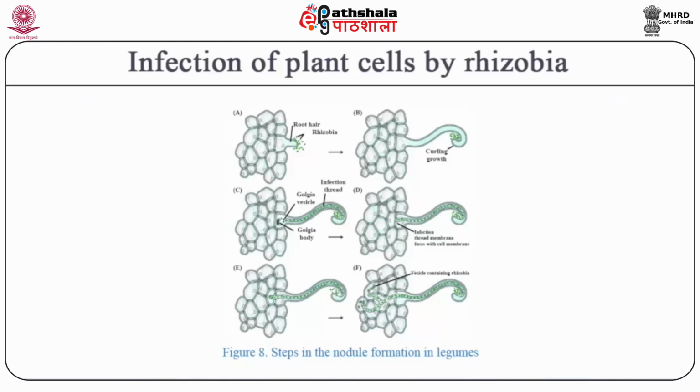The infection thread, filled with proliferating rhizobia, elongates through the root hair and cortical cell layers in the direction of the nodule primordium. When the infection thread reaches specialized cells within the nodule, its tip fuses with the plasma membrane of the host cell, releasing bacterial cells that are packaged in a membrane derived from the host cell plasma membrane.